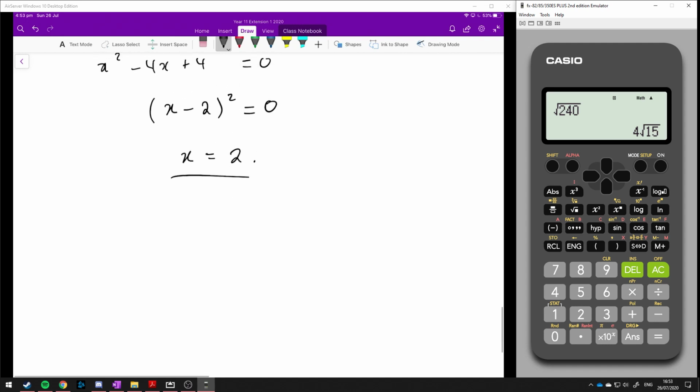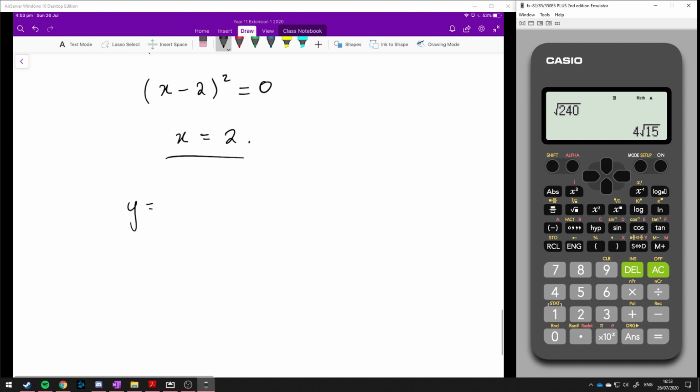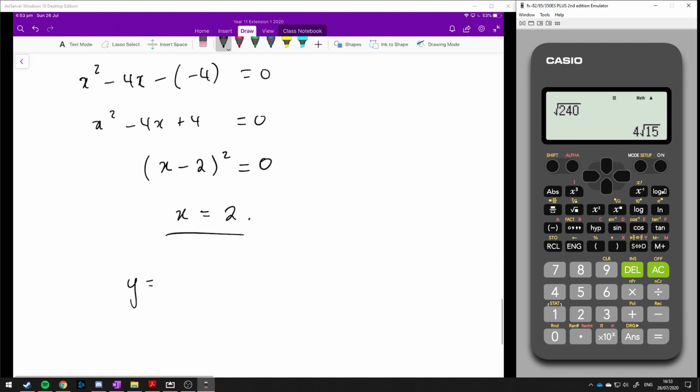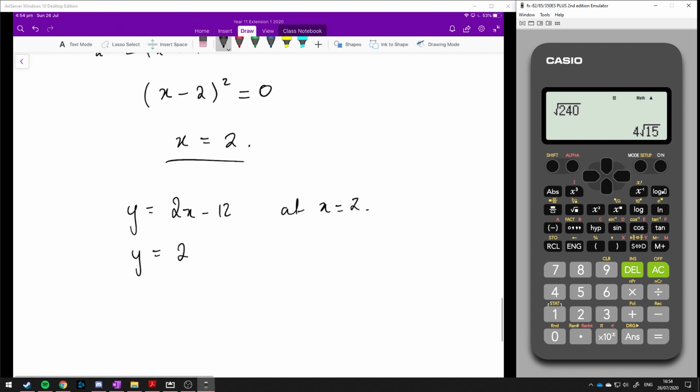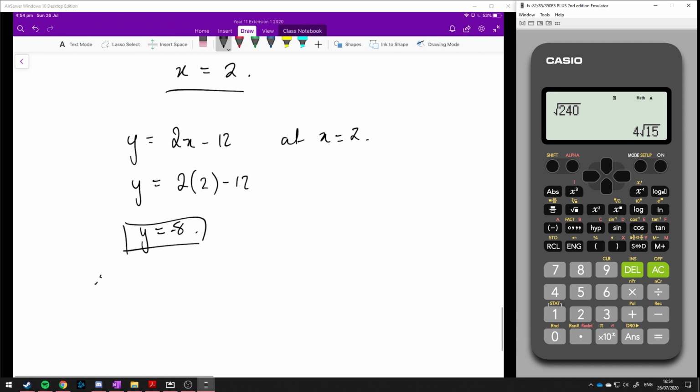And then for the y value, substitute it back into the tangent. So y is equal to 2x minus 12. So I should say x is equal to 2. y is equal to 2 lots of 2 minus 12. So y is equal to 4 minus 12, which is minus 8. And that is our point. So the point of contact T is at 2, minus 8.